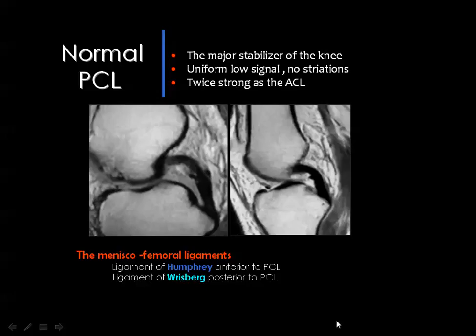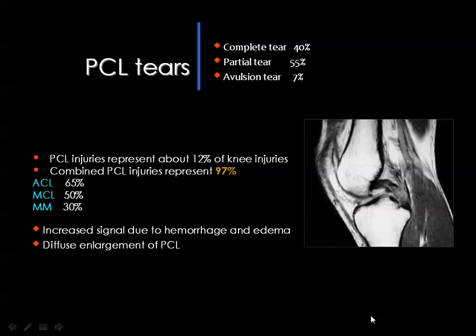Many times you cannot see these ligaments because they are of low signal, and the cruciate ligament is also of low signal, and they are usually masked by the signal of the PCL. But this is a very good presentation of these meniscofemoral ligaments. When to diagnose PCL tears? You know that the PCL is a cord-like low signal ligament passing from the posterior surface of the femur to the posterior surface of the tibia.